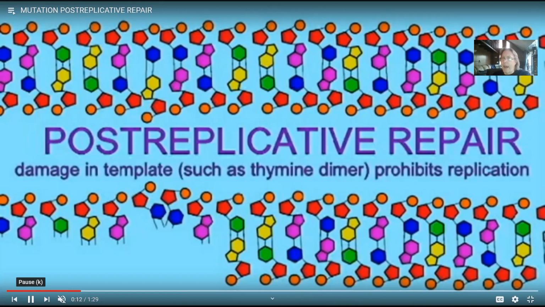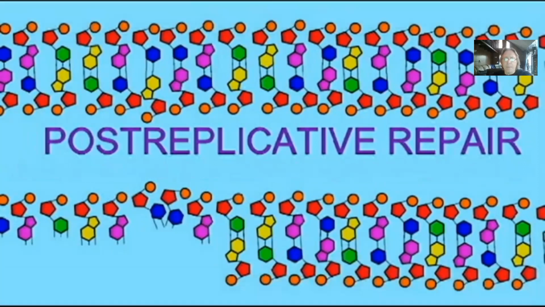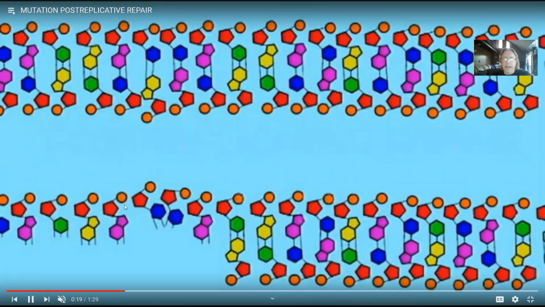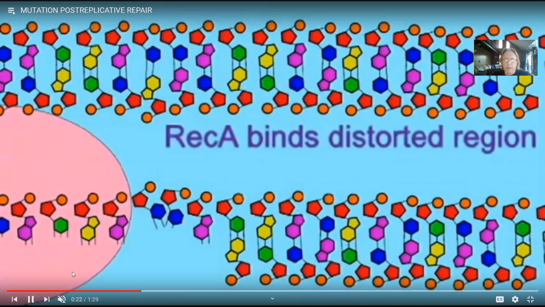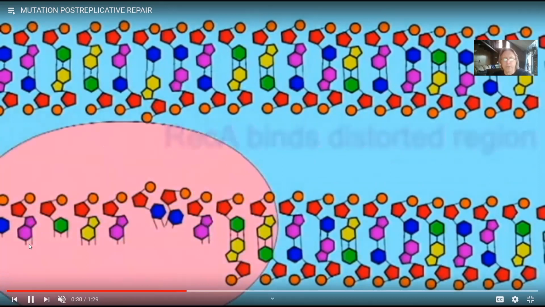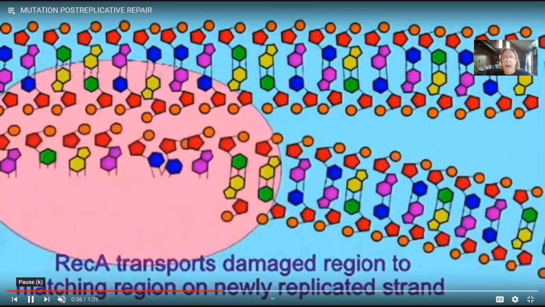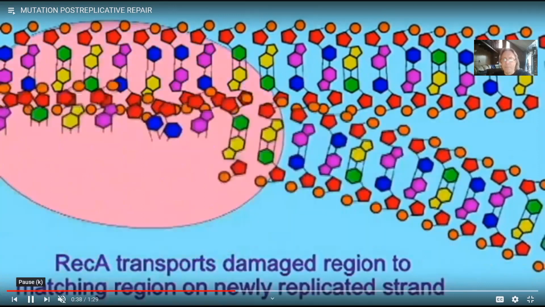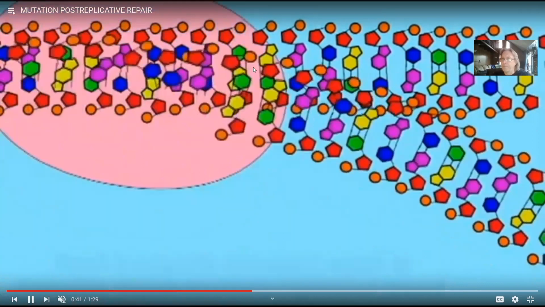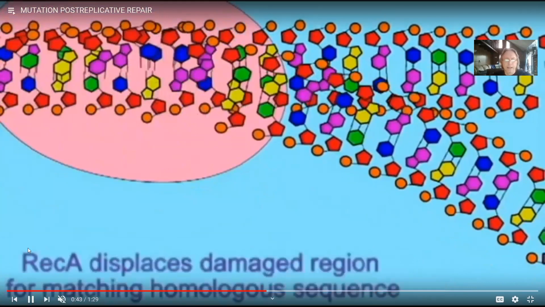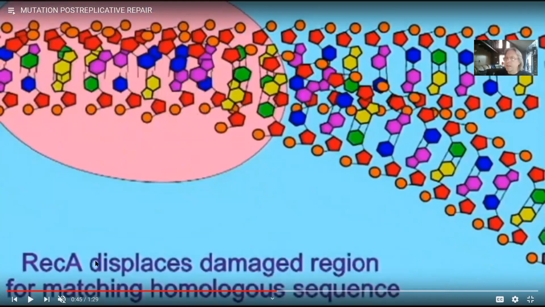And what this does, and it's complicated, the proteins, and they can form a complex, can bind the damaged region and then migrate it to the good strand. So notice that this single-stranded area had no distortions, and so therefore it's already been replicated. And so RecA transports the damaged region to the other formerly matching strand. And it searches for a homologous region. Where is a matching sequence?